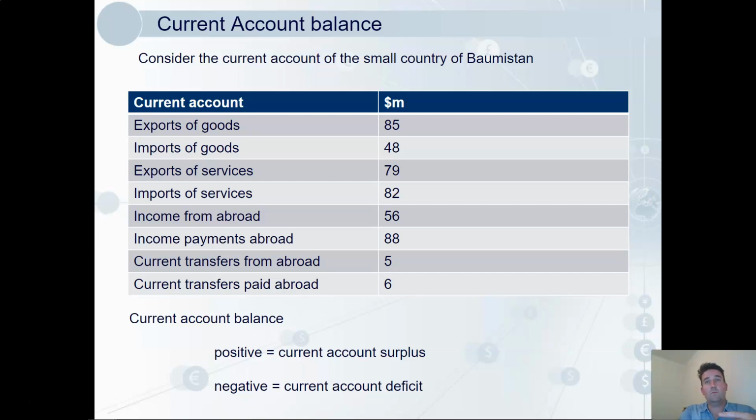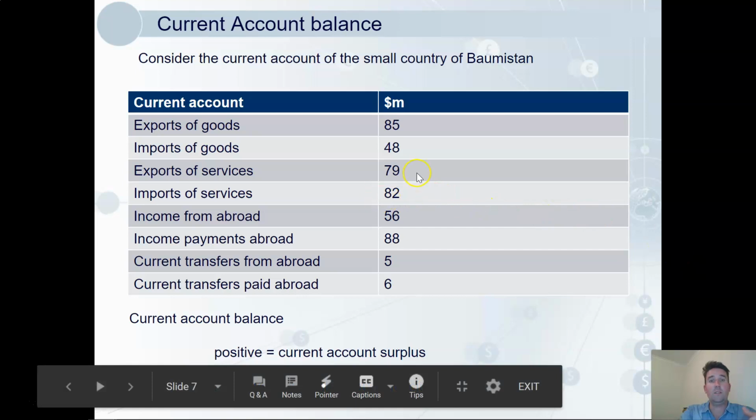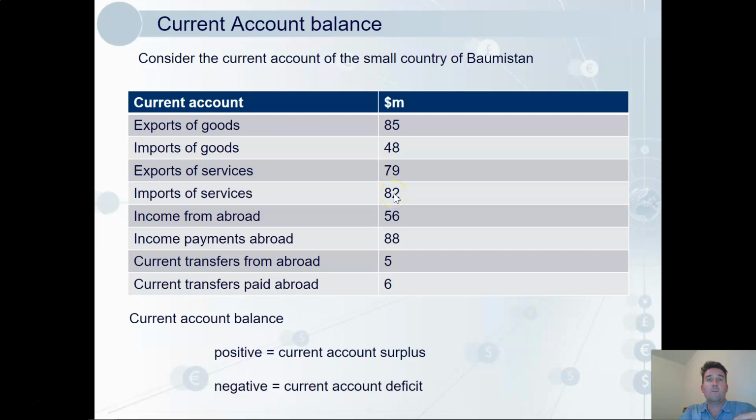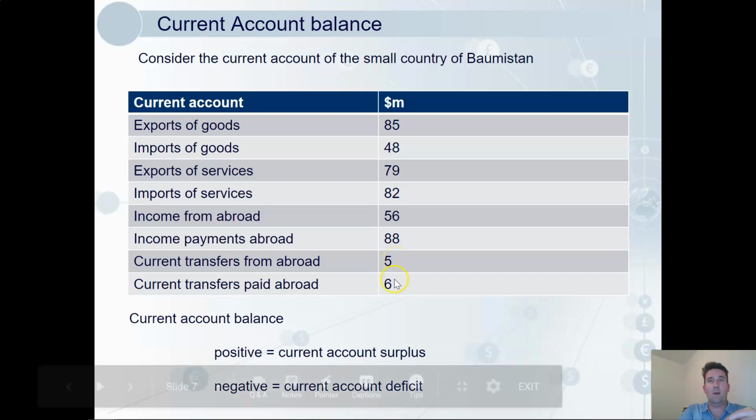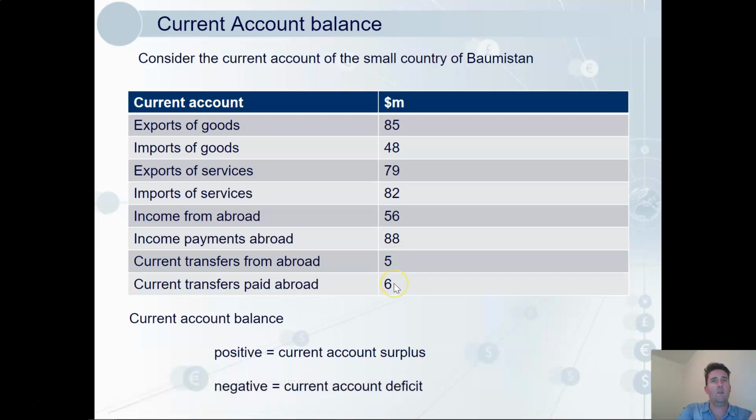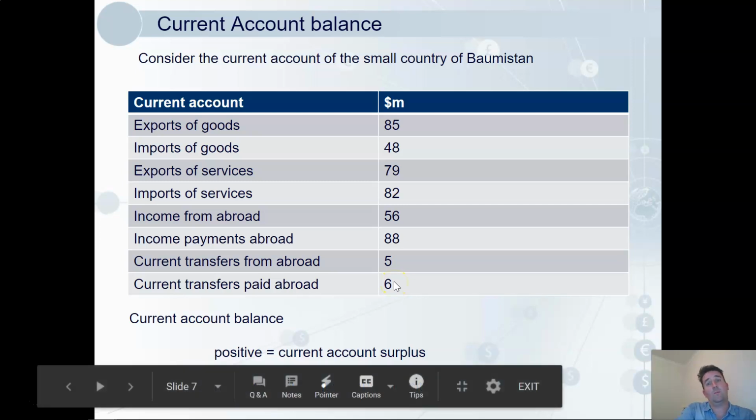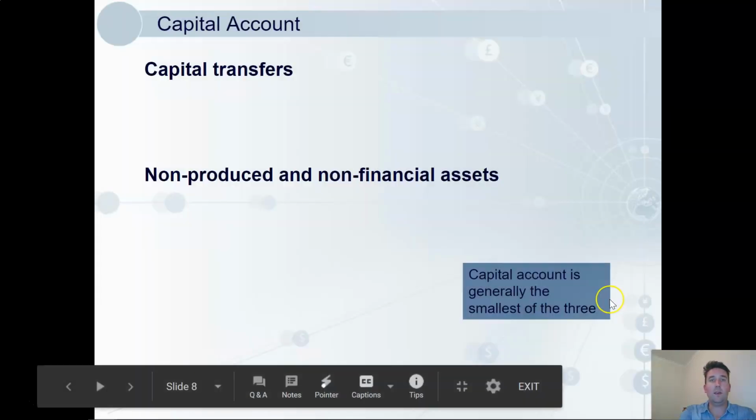85 export of goods is a credit, so positive, minus 48 because imports of goods are a debit, plus 79 for export of services, minus 82 for the imports, plus 56 for the income coming into Balmastein, minus 88 for the income going out, plus 5 for the transfers going in, minus 6 for those going out. Altogether, that leaves us with a current account surplus of $1 million. Next, we'll look at the capital account.